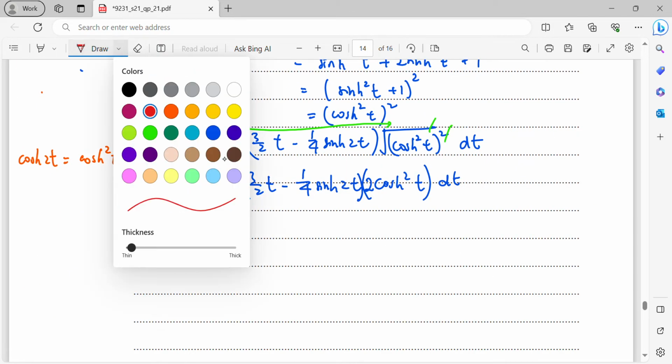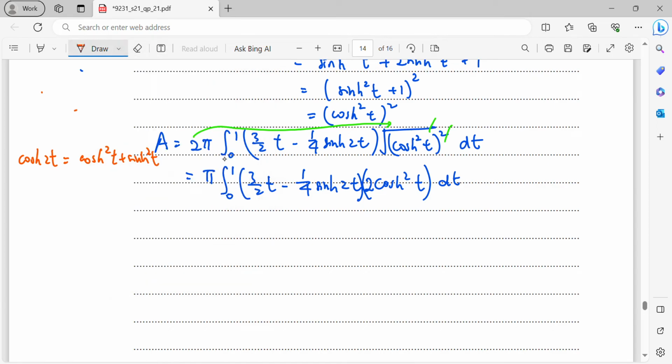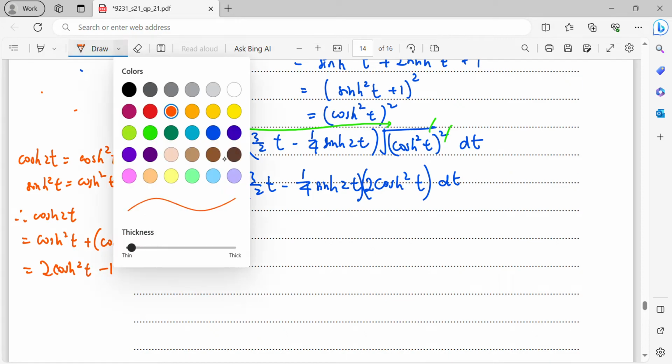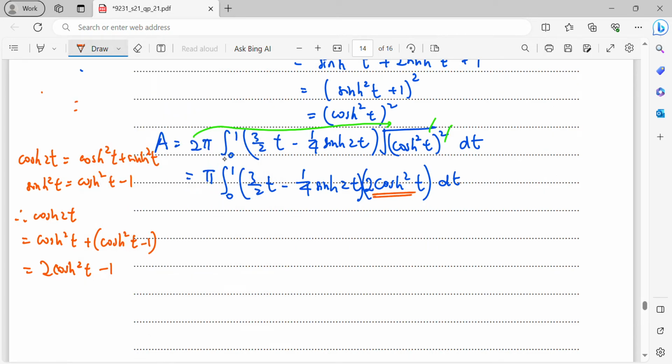So sine squared t is cos squared t minus 1. Therefore, my cos 2t is cos squared t plus another cos squared t minus 1, end up with 2 cos squared t minus 1. Okay, so now here I get 2 cos squared t. Then I just need to keep this term on the right side and the minus 1 move to the left side. So I will get 1 plus cos 2t.